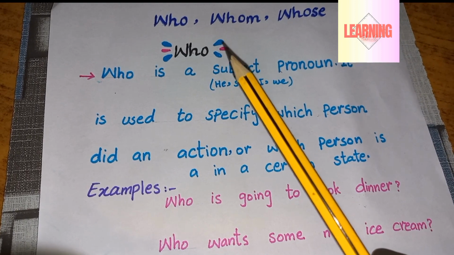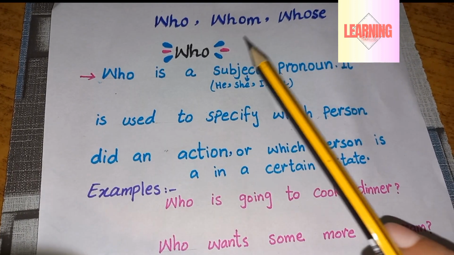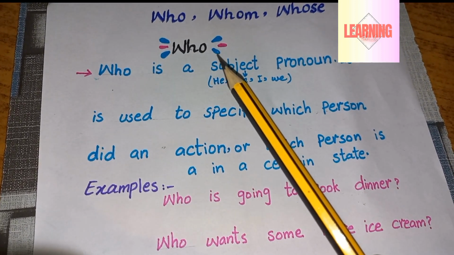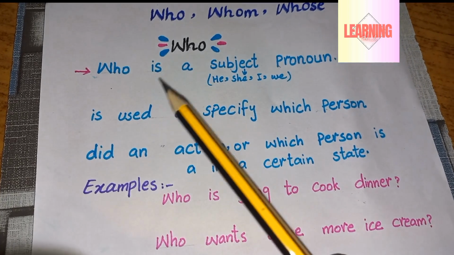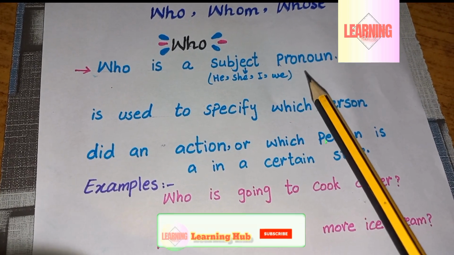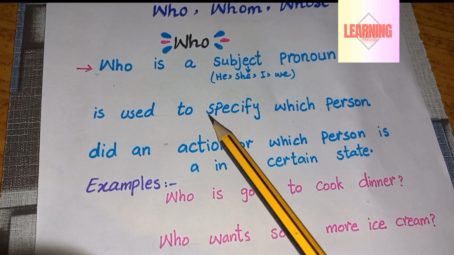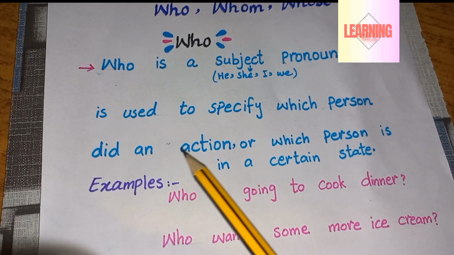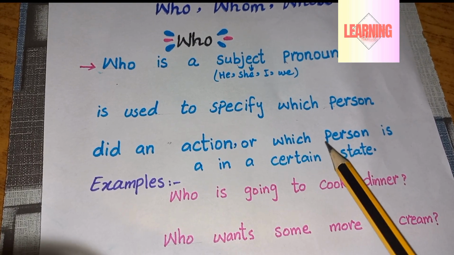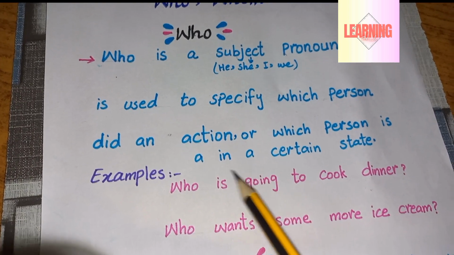Today we are going to learn the use of who, whom, whose. First we will see who. Who is a subject pronoun. Subject: he, she, I, we. It is used to specify which person did an action or which person is in a certain state.